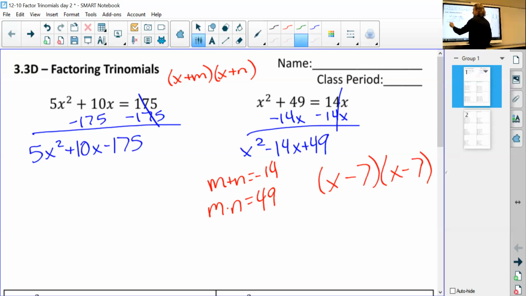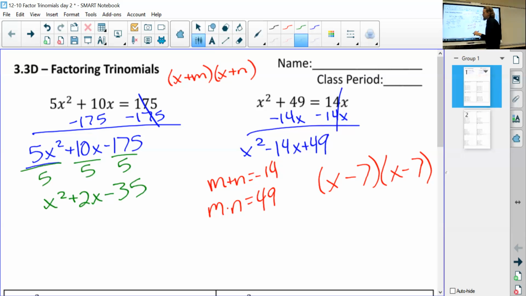So what I'm going to do is divide everything by 5. So 5x squared would just become x squared, plus 2x, minus 175 divided by 5 is 35. Now we don't really need it when we find our solutions, but for today, we're going to leave that 5 on the outside. We're just showing that we factored that out, so we put it on the outside of the parentheses.